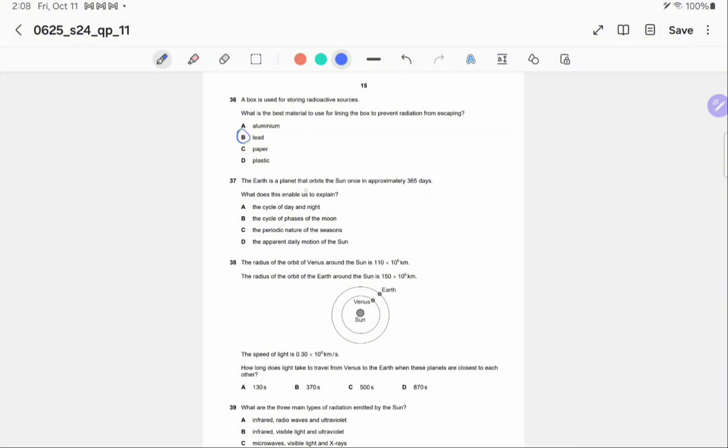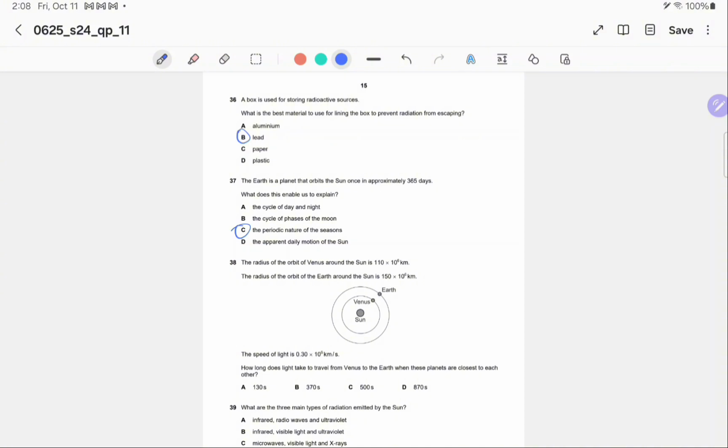Okay, the earth, now the 37th question. The earth is a planet that orbits the sun once in approximately 365 days. What does this enable us to explain? Day and night is not the thing to be considered. The apparent daily motion of the sun, no. I think seasons, the periodic seasons, that happens every 365 days.